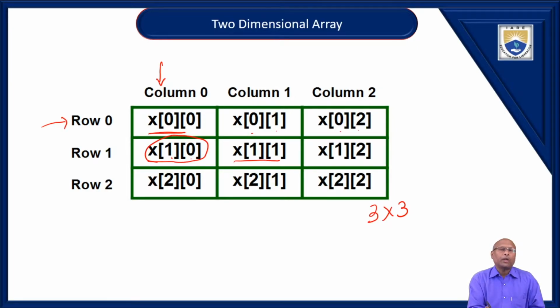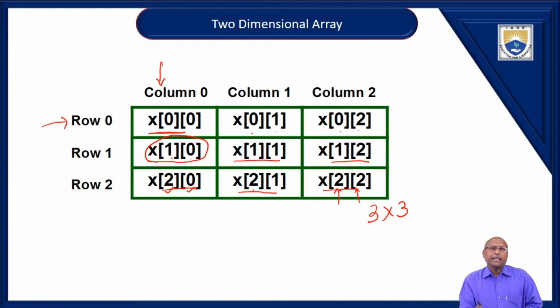Similarly, this is 1, 1: 1st row, 1st column. This is 1st row, 2nd column. This is 2nd row, 0th column. So here 2 is the row index and this 0 is the column index. Similarly, this is 2nd row, 1st column, that means 2 is the row index, 1 is the column index. And the last one, 2nd row, 2nd element. It means I always require 2 indexes. Once you know the 2 indexes, you can fetch the element.